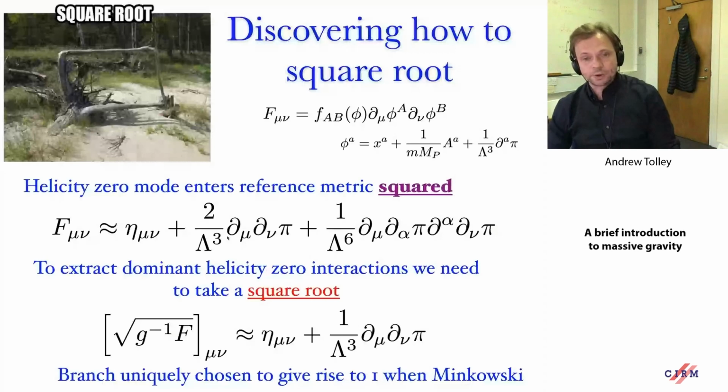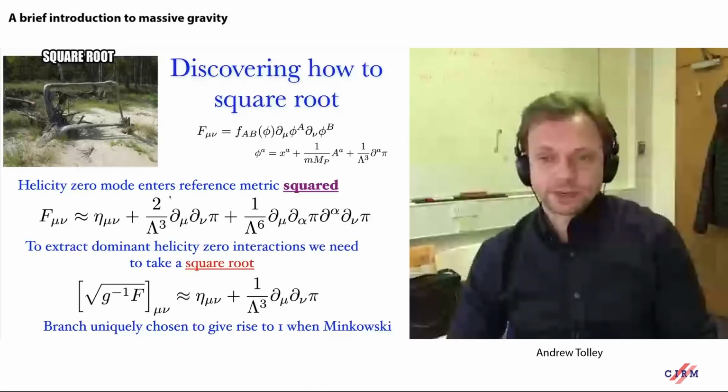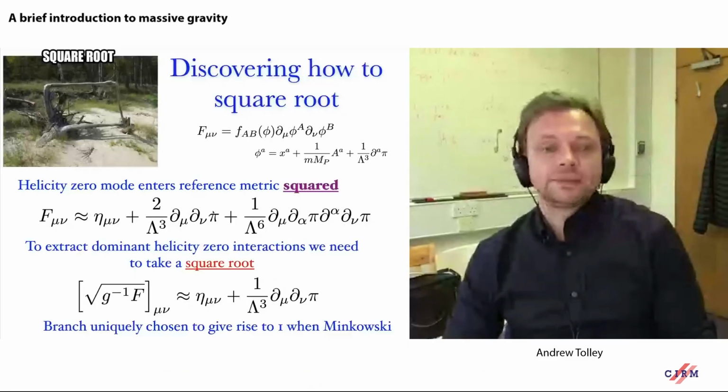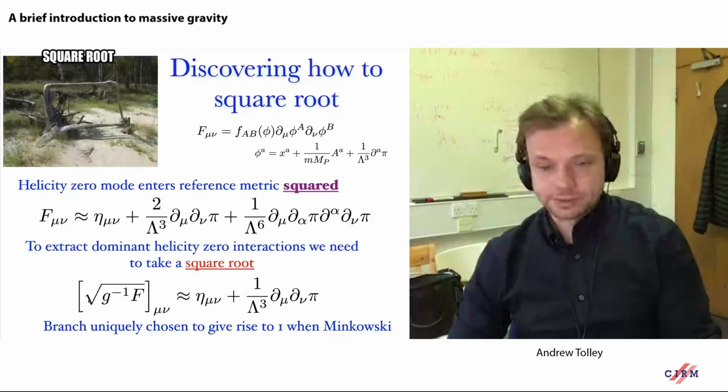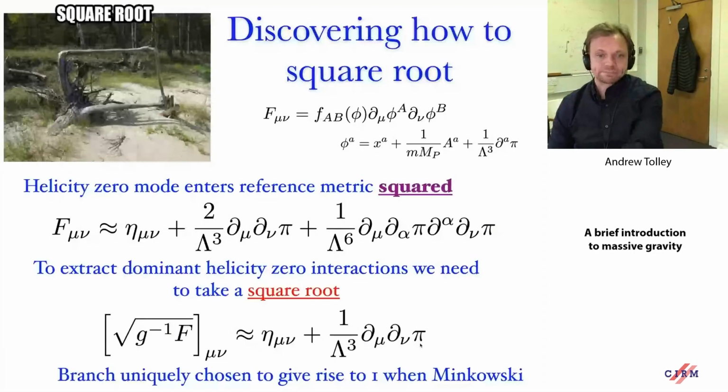So this is 1 plus 2 pi plus pi squared schematically. And therefore, if you take this square root combination, you get something that's linear in the double derivatives of pi. So this square root combination of the inverse metric times the reference metric is special because it is linear in the double derivatives of the helicity-0 mode. This is the only object that's linear, in the decoupling limit, in the double derivatives of the helicity-0 mode.